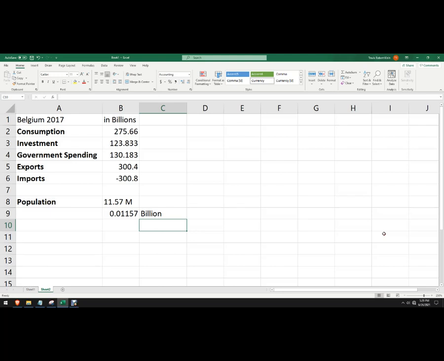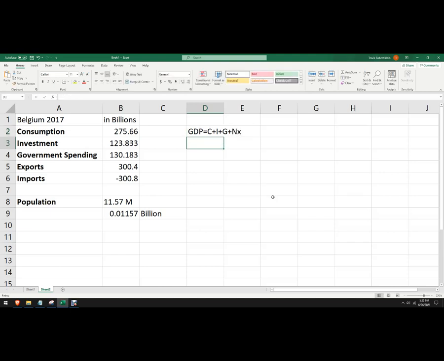In this video, we're going to calculate the nominal GDP for Belgium and then the GDP per capita for Belgium in 2017. So the formula you need to know to calculate GDP using the expenditure approach, which is the easiest way to do it, is GDP equals consumer spending plus investment. And when we say investment, we mean spending on capital goods and inventories, plus government spending, plus net exports.